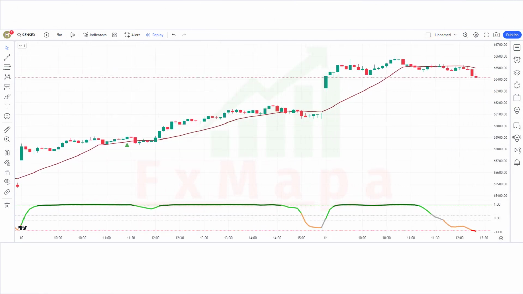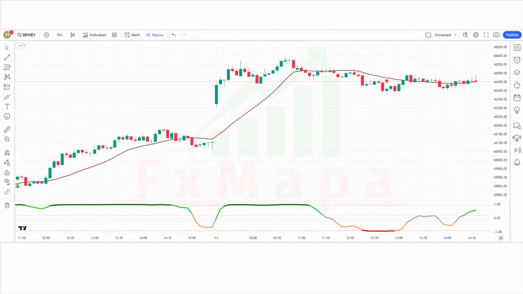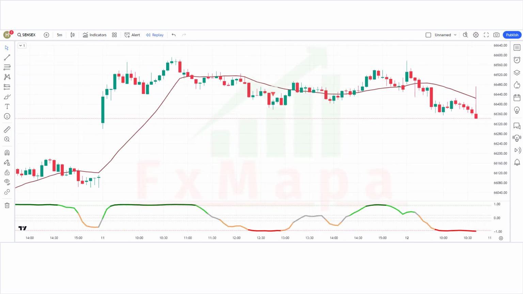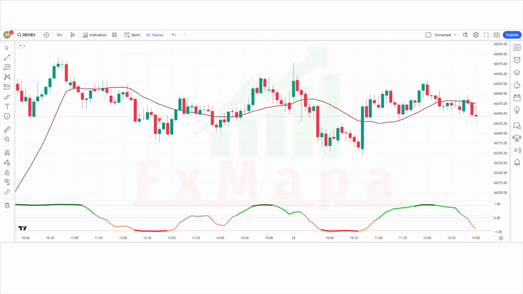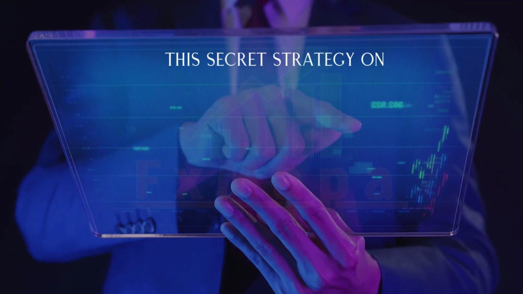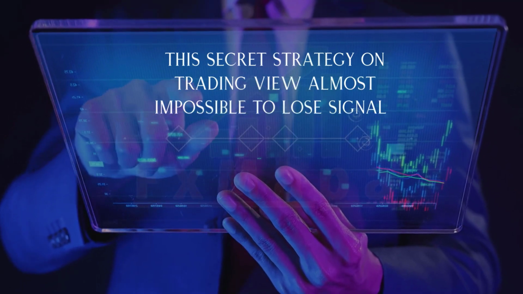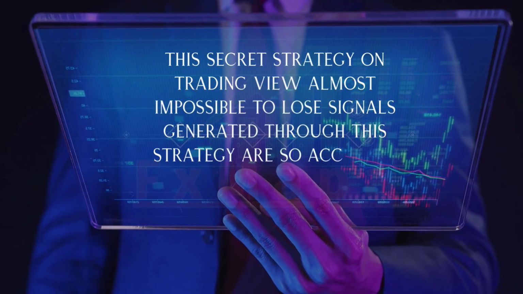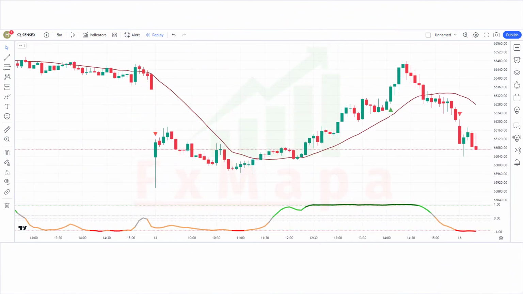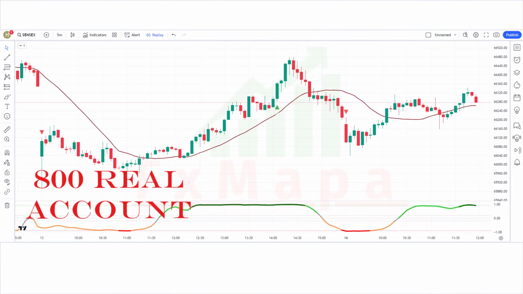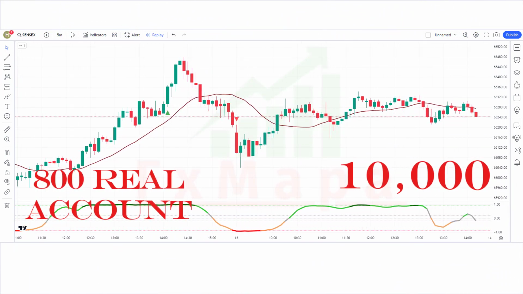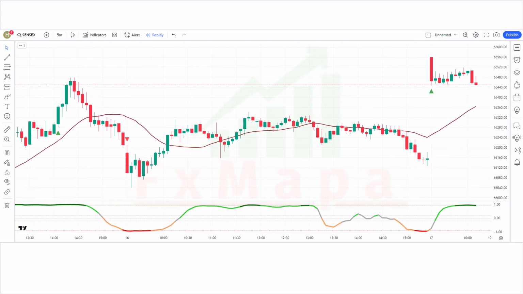On this channel we always come up with new profit-making trading strategies, which have a huge success ratio. This secret strategy on TradingView is almost impossible to lose. Signals generated through this strategy are so accurate. We used this strategy on an 800 real account, and by the end of the week our balance was more than 10,000. Anyone can use this simple strategy to become a successful trader in no time.